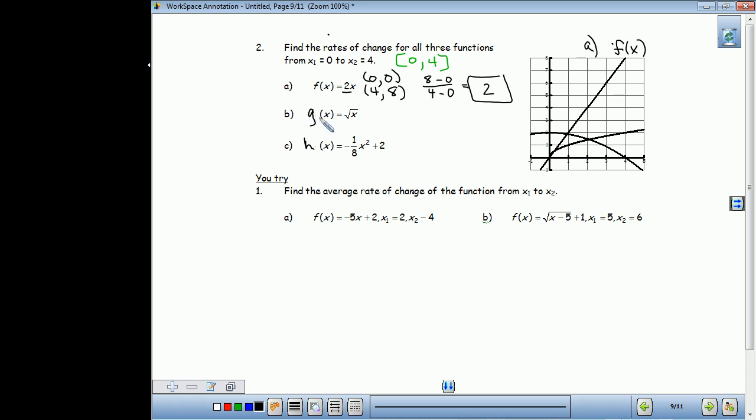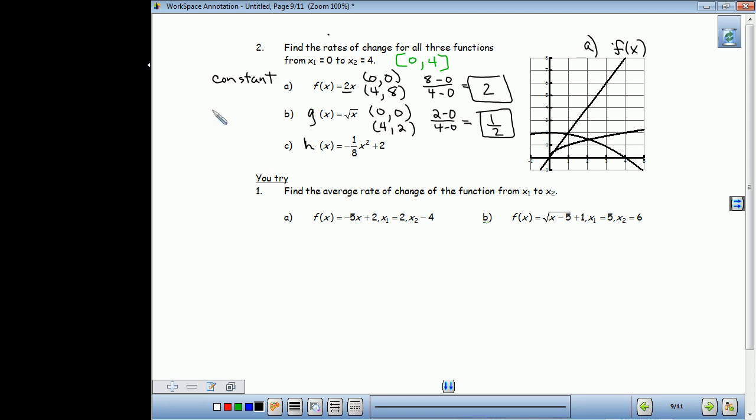Part B, g of x equals the square root of x. So, if we evaluate this function at 0, if I plug in 0, what's the square root of 0? 0. If I plug in 4, what's the square root of 4? 2. Now I do y2 minus y1 over x2 minus x1. My average rate of change is 1/2. Okay, so for this one it was constant.